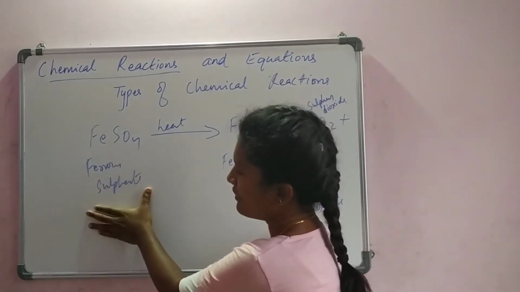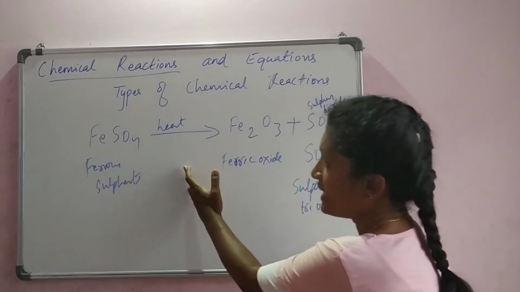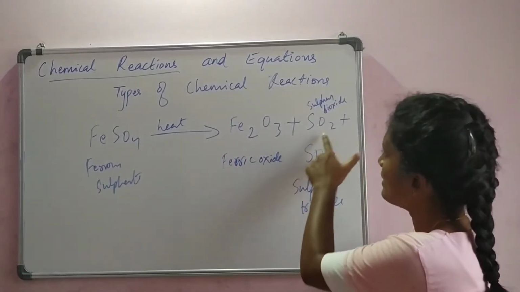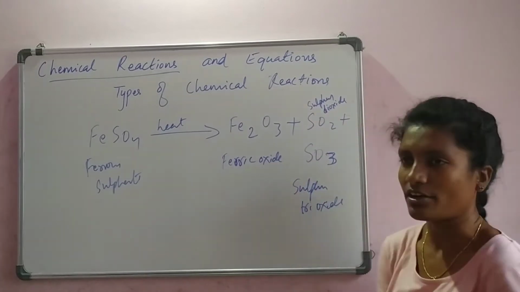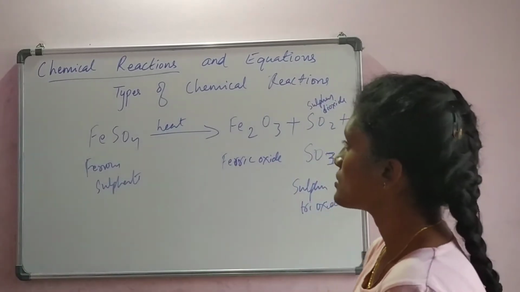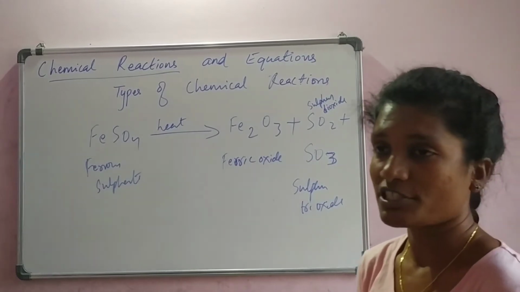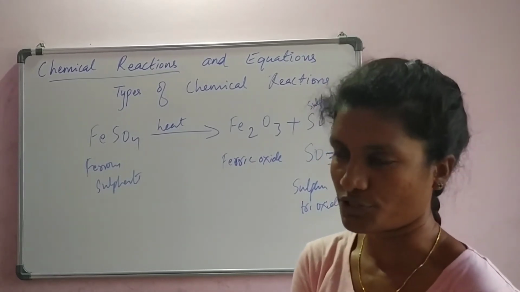We took the ferrous sulfate which is solid, we heated that and it got split into multiple substances: ferric oxide, sulfur dioxide and sulfur trioxide. Okay, so this is an example for chemical decomposition reaction or thermal decomposition.